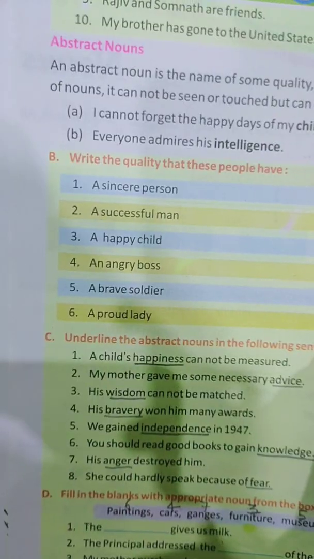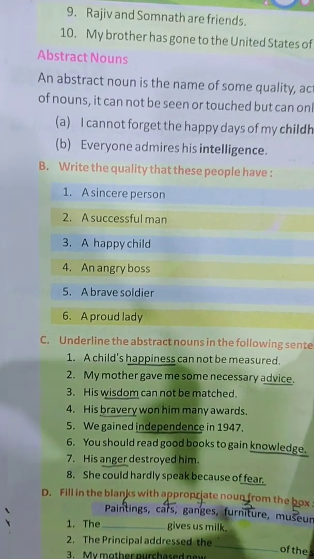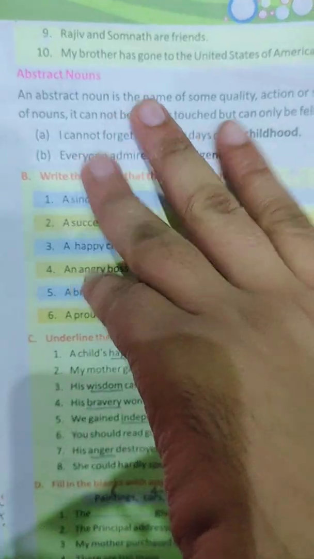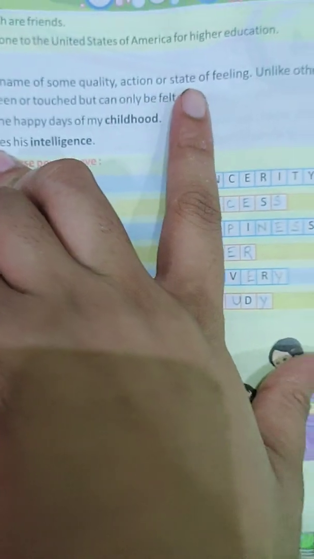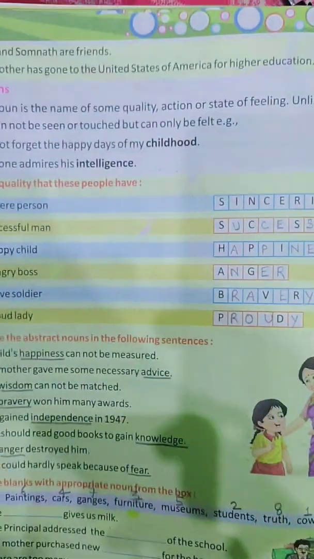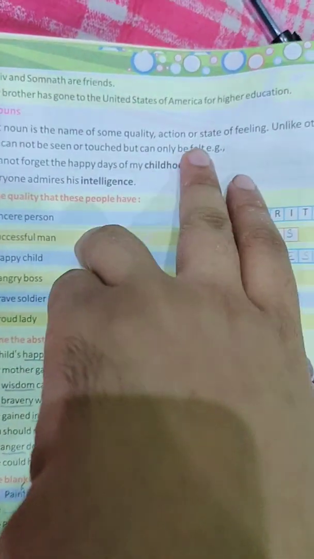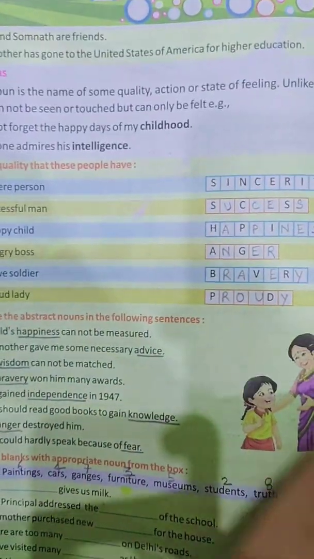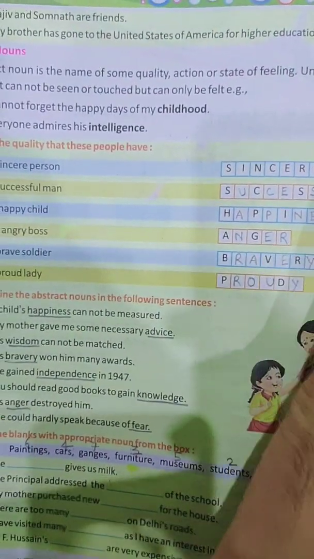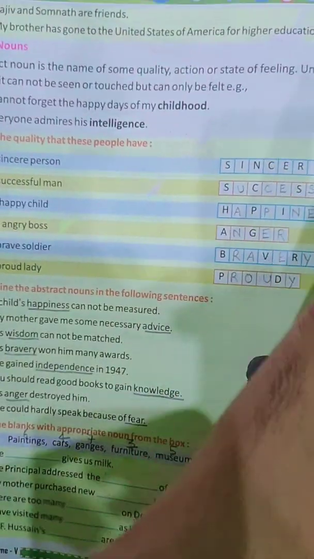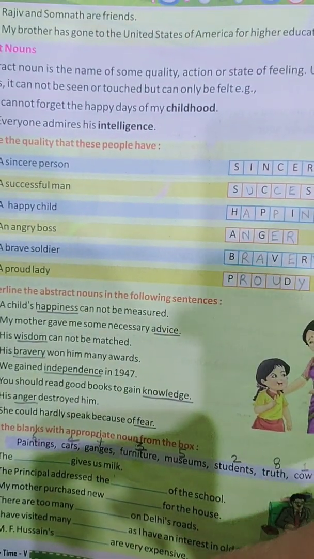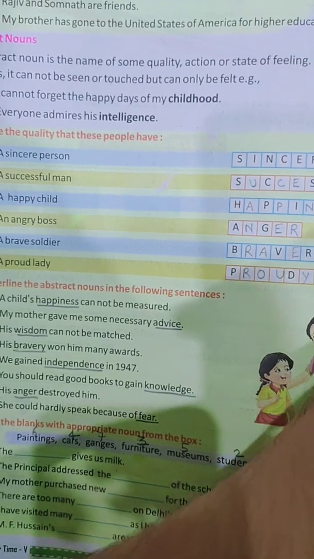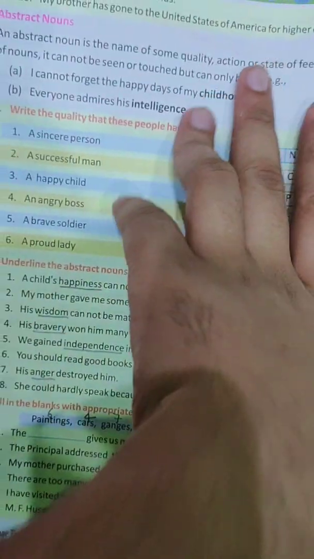Now next is abstract noun. An abstract noun is the name of some quality, action or state of feeling. So what is an abstract noun? It is the name of some quality, action or state of feeling. Unlike other nouns that you can touch and see, these kinds of nouns cannot be touched and cannot be seen. You cannot touch them and you cannot see them with your naked eyes.